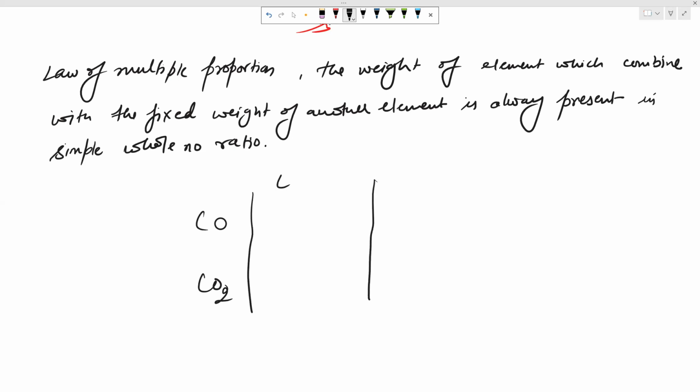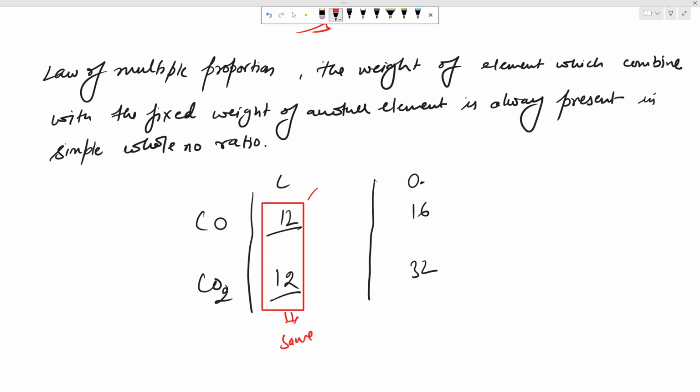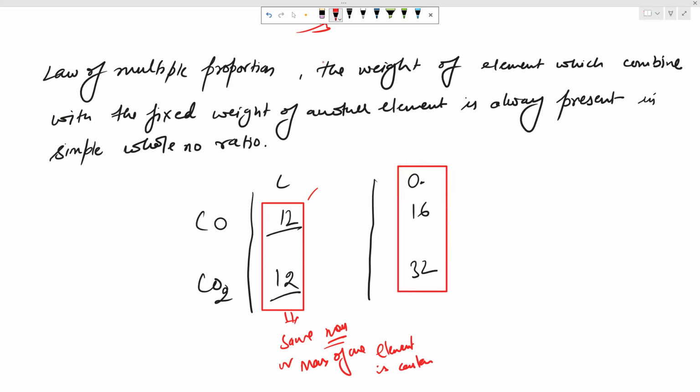For example, if I'm taking carbon monoxide and carbon dioxide, and the mass of carbon and oxygen here, it is 12 gram here and 16, and 12 gram here and 32. So if the mass of one element is constant, both having the same mass, then the mass of the other element will be in the simplest ratio. You can check. You will get 16 divided by 32, you cut it, you will get 1:2. So they are in the simplest ratio.